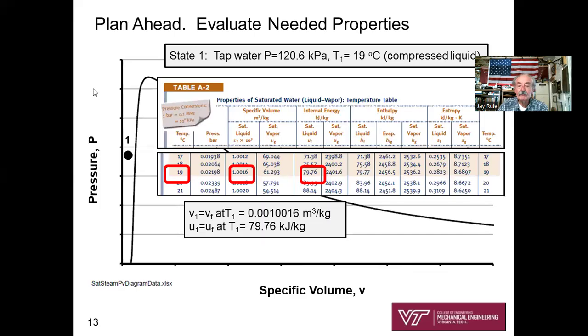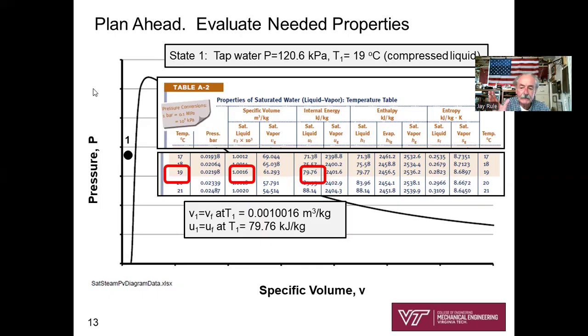Okay, next step, I need to evaluate the needed properties. Let's work on state 1, which is a compressed liquid. It is my hope that in your head now, you go back to chapter 3. What do I know about compressed liquids? I remember that the properties, specific volume and internal energy, are functions of temperature only. They're strong functions of temperature only. And so in our training, we learn we're going to go to the temperature table and look up v sub f and u sub f in our saturated liquid table columns to write down v and u at state 1.